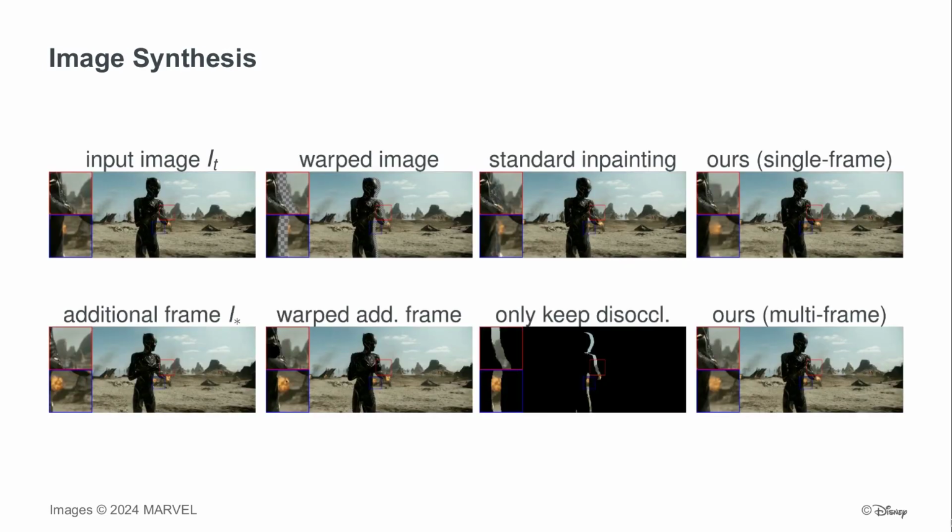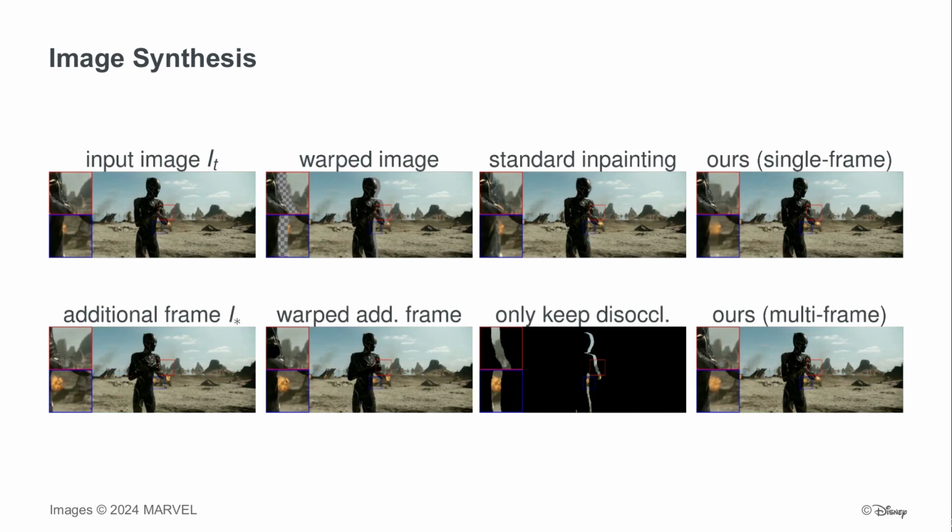Going further to the image synthesis, we can see the input image and the warped image and need to perform inpainting. When using standard inpainting, such as the LaMa approach, reasonable results are obtained, but foreground objects are wrongly extended. Our image synthesis, however, learns to perform inpainting only based on local background information.